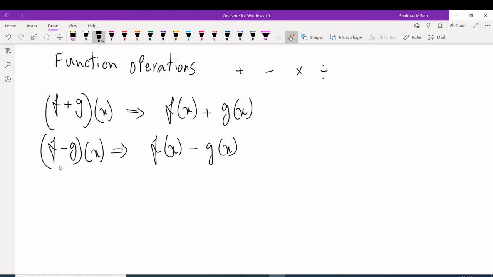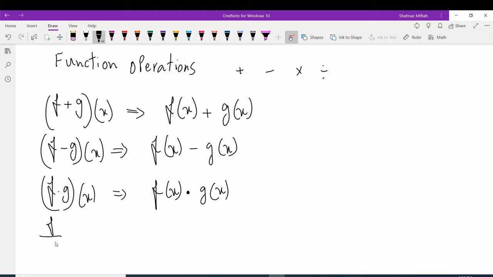and plug in the functions for f of x and g of x, and subtract them. The same goes for multiplication, f times g of x, then you're going to go f of x times g of x. The same thing for division, f divided by g, and you have an x up here, so it's going to go f of x over g of x.